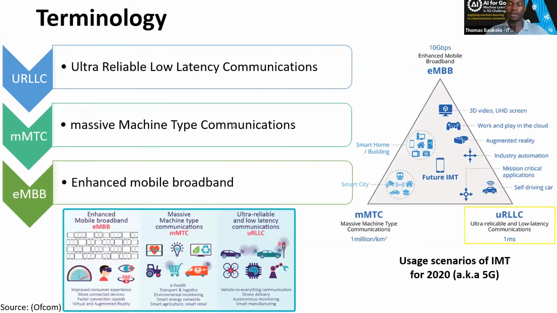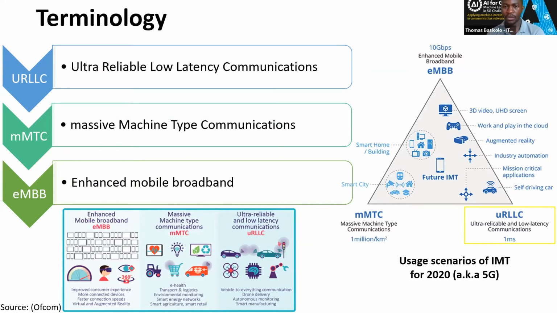So let's talk about the terms that I've introduced, especially for 5G. You have URLLC, mMTC, and eMBB. That is ultra-reliable low latency communications, massive machine type communication, and enhanced mobile broadband.